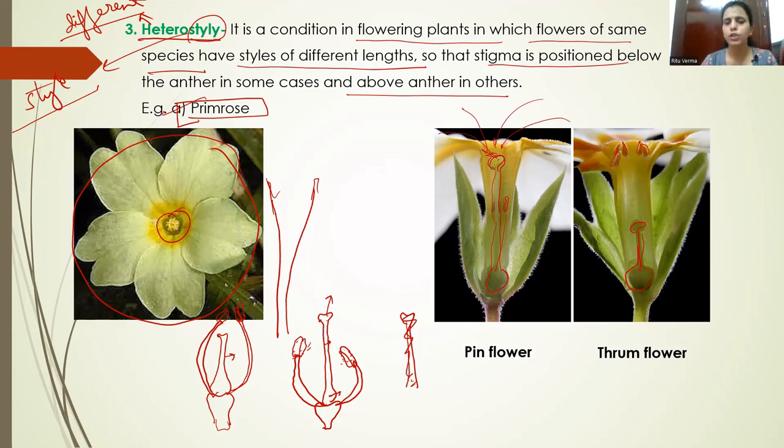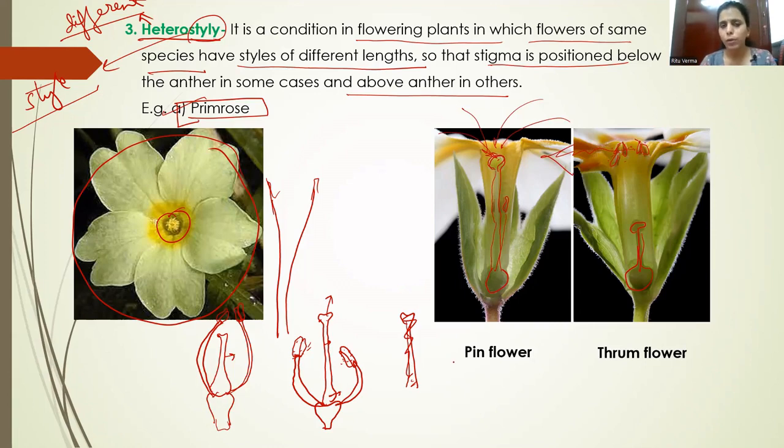Because it is positioned much higher above the anther, it is in direct contact with the air. And in this case, if the anthers are positioned much above the stigma, pollen grains will be produced, and this would be easily noticeable by the insects. They will come, sit on the flower, and carry these pollen grains to a different flower. Hence, this type of arrangement, that is heterostyly, promotes cross pollination.